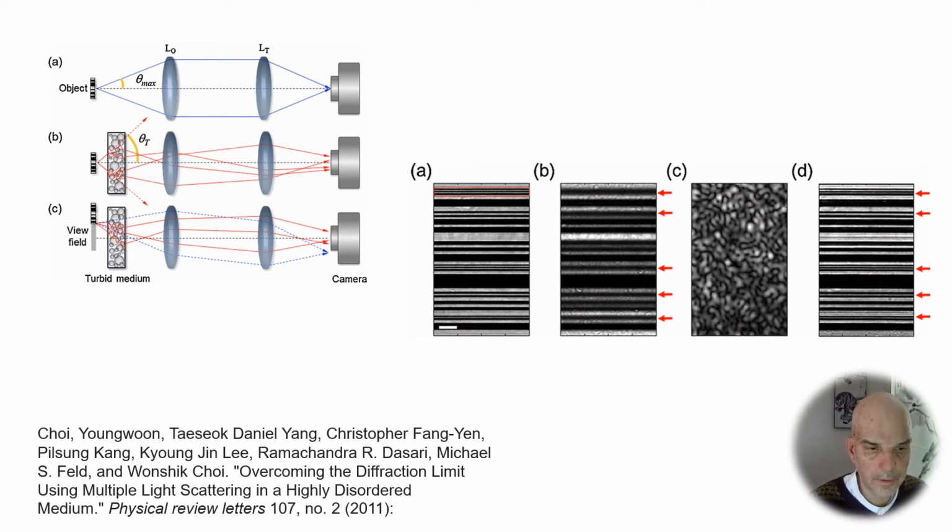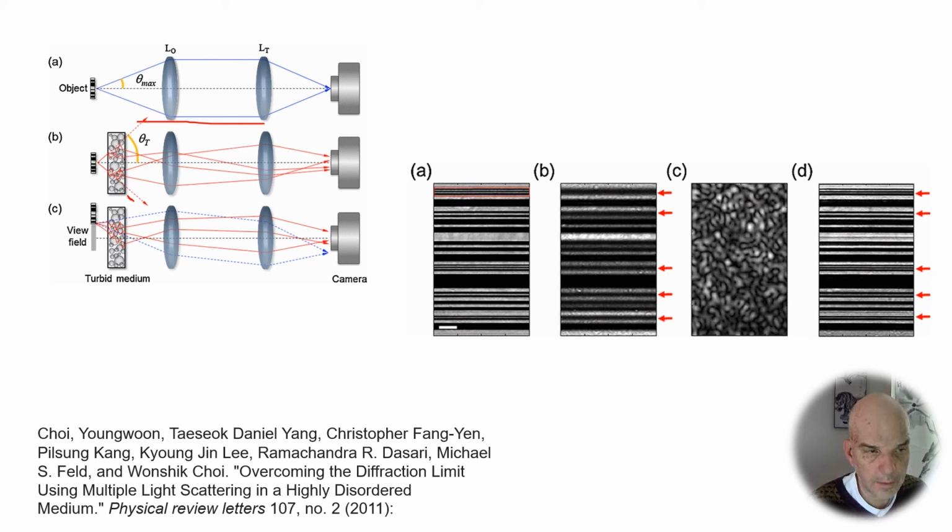These figures are from this paper by Choi et al., Overcoming the Diffraction Limit Using Multiple Light Scattering in a Highly Disordered Medium. On the upper left, we see a comparison between a conventional imaging system where we're going to use a set of lenses to image an object. And then B and C here show that, first of all, rays from the center of the object that would normally be lost to the imaging system can be scattered by this turbid media such that they go through the lenses and are captured by the sensor.